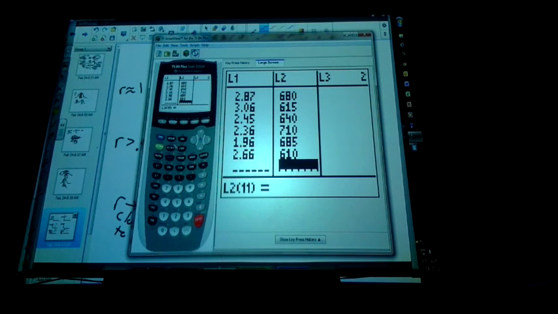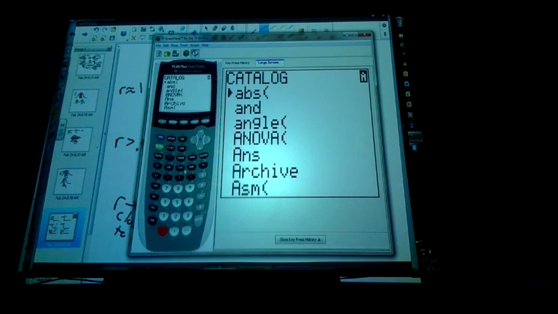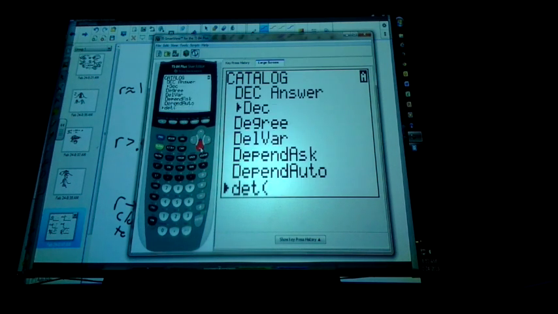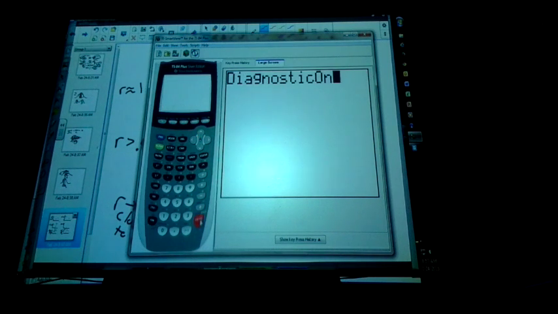Okay, so I can do this. A few things I want to turn on first. So I'm going to exit out of here. It's got my data still there. I'm going to go into second catalog, and I'm going to go down to letter D for the diagnostics. I'm going to make sure my diagnostics are on. The diagnostics will allow you to see what your R squared and R values are. So diagnostics on, hit enter, done. Once it's on, it's going to stay on unless you turn it off.